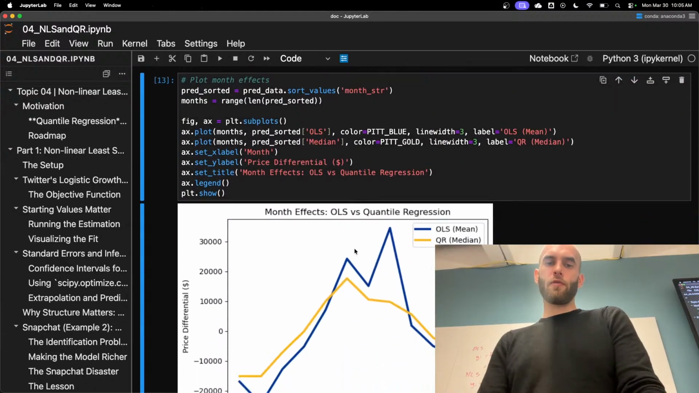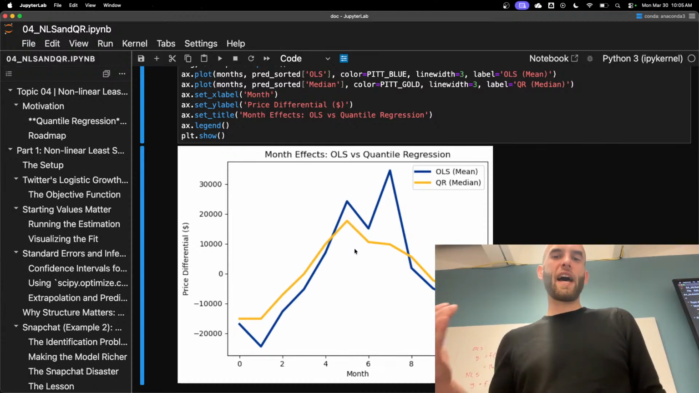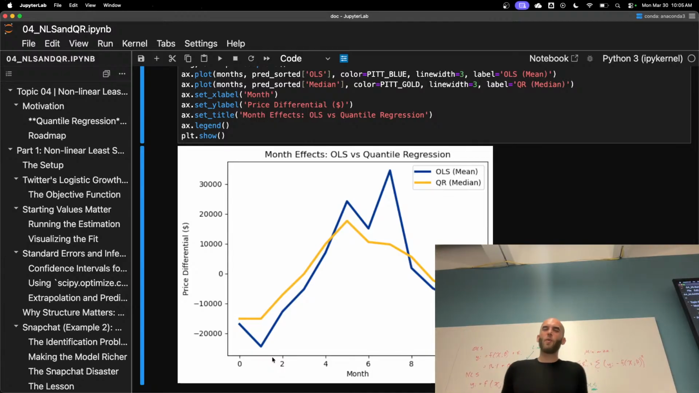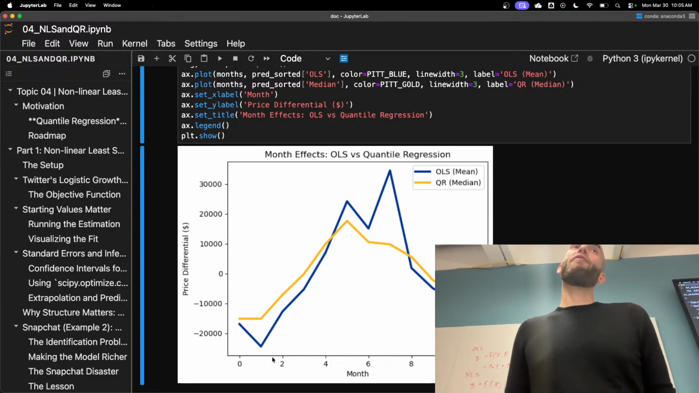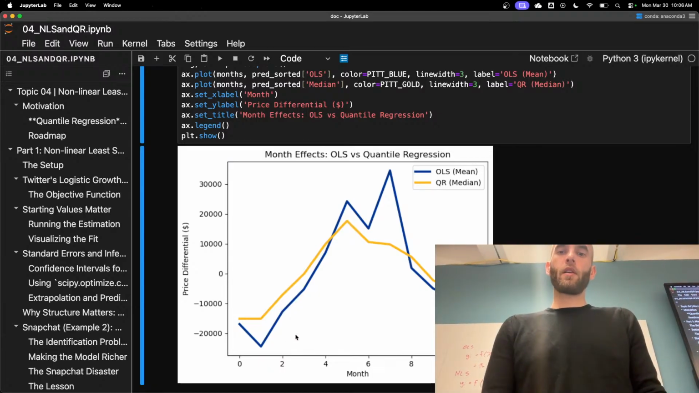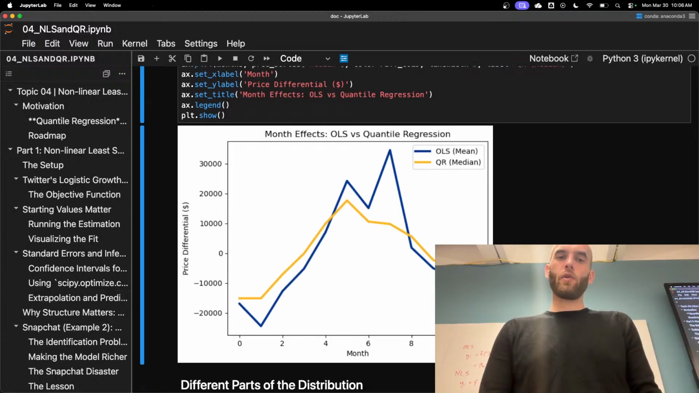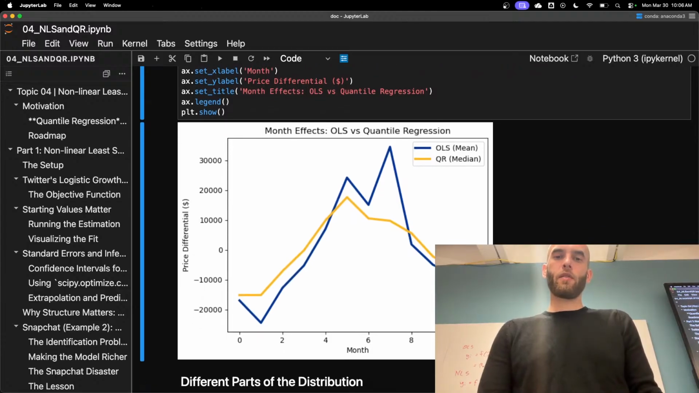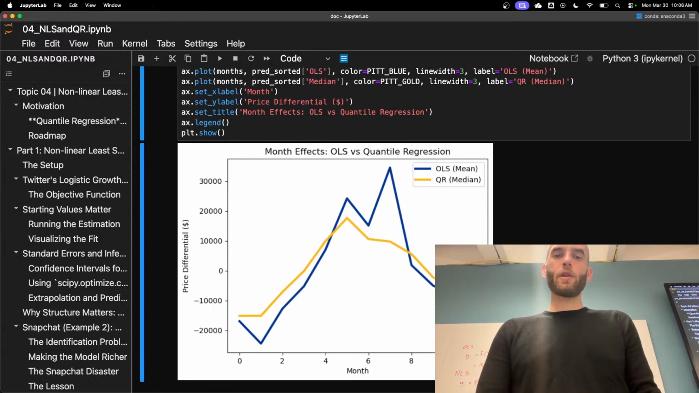Another way of seeing this is with a figure. So I just have basically that data set but plotted. And what you can see is roughly they correspond, but the mean, as you'd expect, is more volatile. The upper and lower have more of an effect than they do in the median. So the quantile regression is quite a bit smoother. Okay, any questions here?